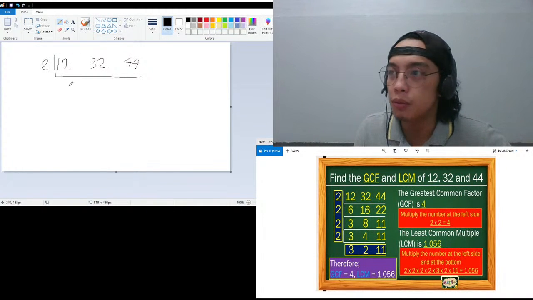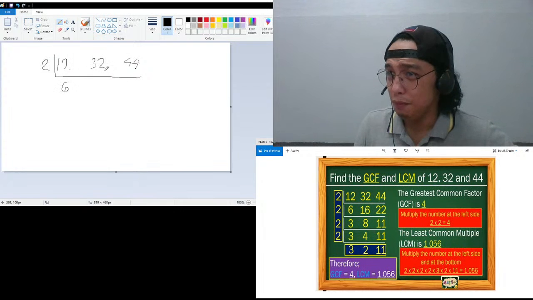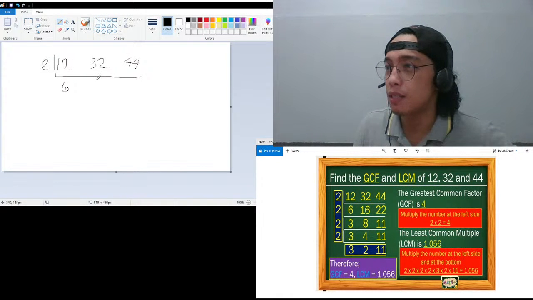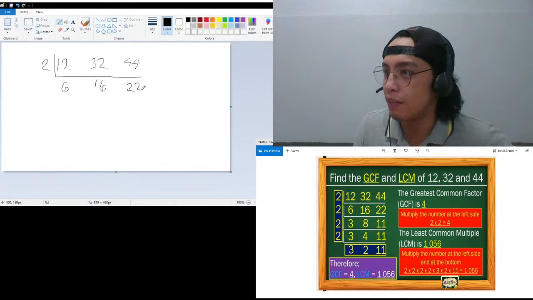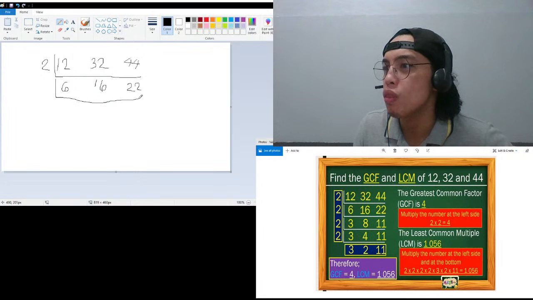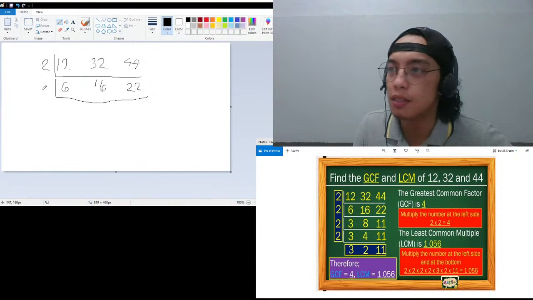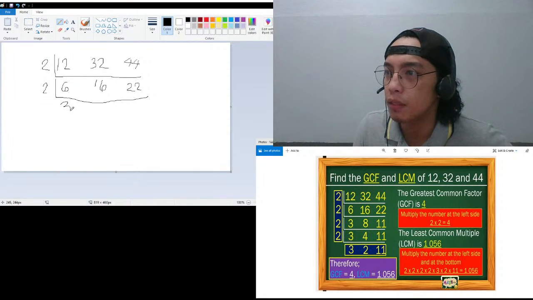12 divided by 2 is 6. 32 divided by 2 is 16. 24 divided by 2 is 22. We can divide those by 2. 6 divided by 2 is 3. Sorry, 2 there. 6 divided by 2 is 3. 16 divided by 2 is 8. And 22 divided by 2 is 11.